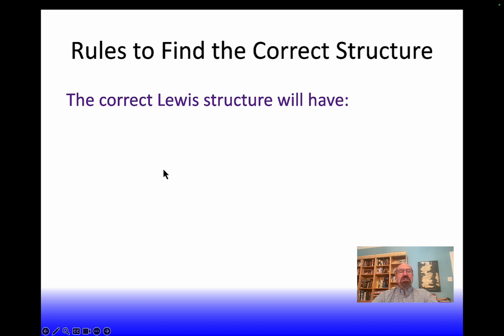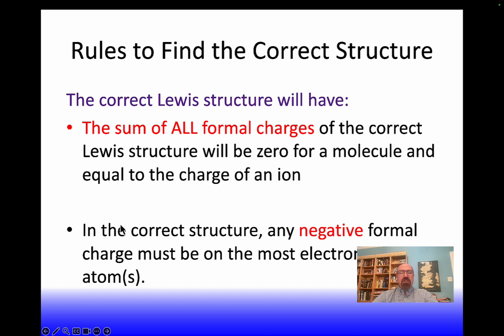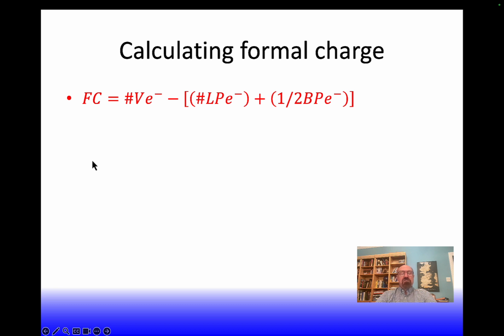I just have to remind you, the correct Lewis structure will have the sum of all formal charges be 0 for a molecule and equal to the charge on an ion. And the correct structure will have any negative formal charge on the most electronegative atoms. Those two things have to be true in order for our structure to be valid. Now, let's do water. So here's the formula we're going to use, okay? Here's a water molecule. We have to calculate the formal charge for every atom in the structure, and that's how we're going to figure out if it's a good structure.